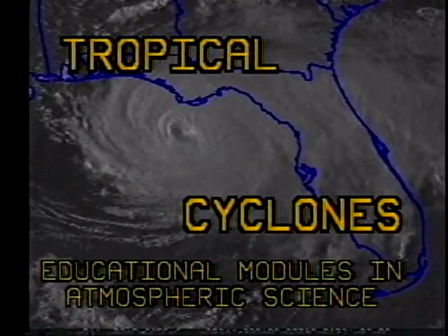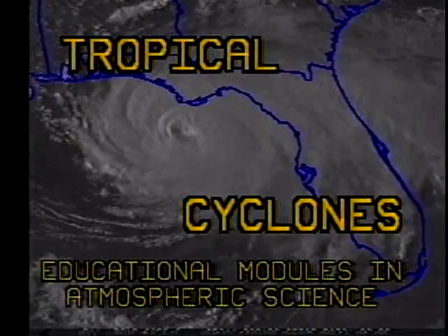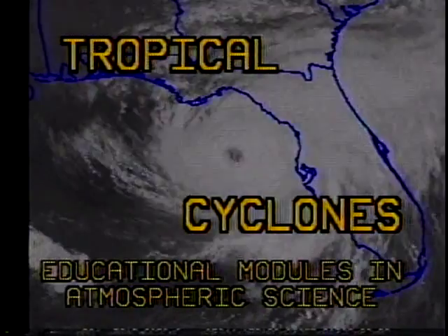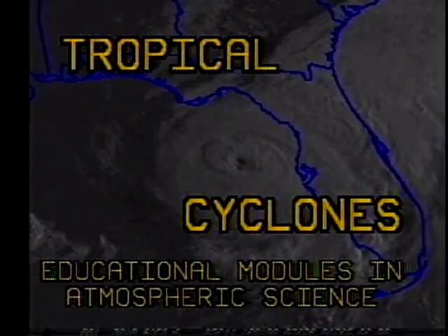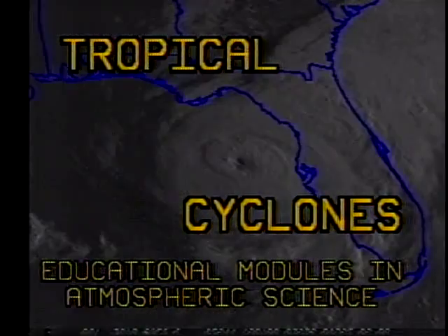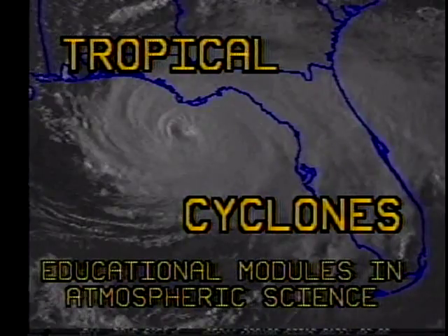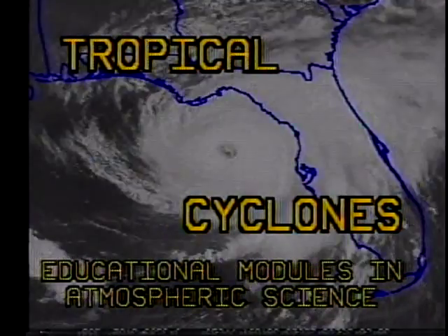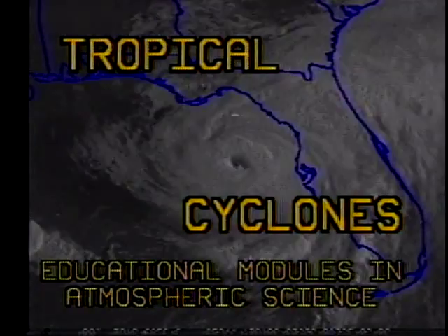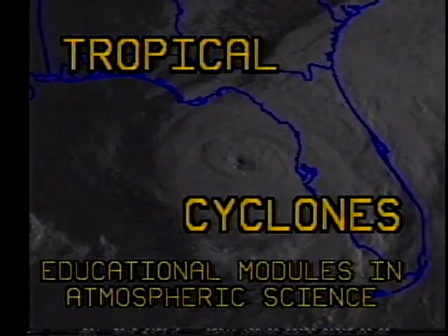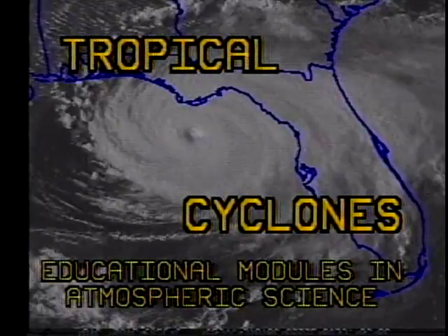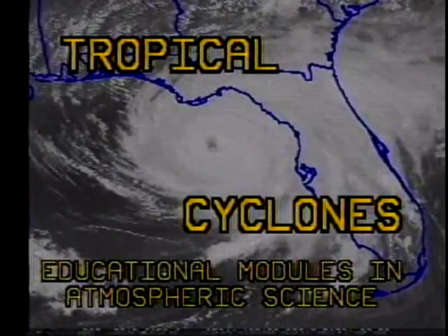This videocassette examines the life cycle and structure of tropical cyclones in conjunction with a case study of the 1983 Hurricane Alicia. The tape is organized into three main sections. First, an overview of tropical cyclone genesis, structure, and circulation. Next, a summary of methods used for tropical cyclone investigation. And finally, presentation of the Hurricane Alicia case study.